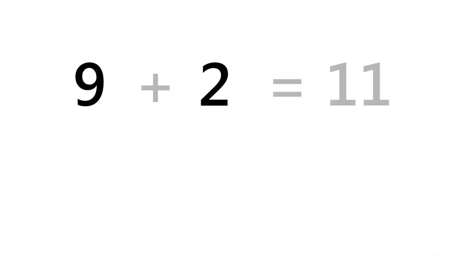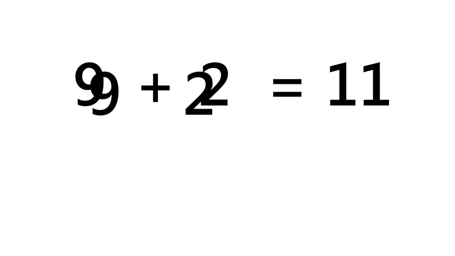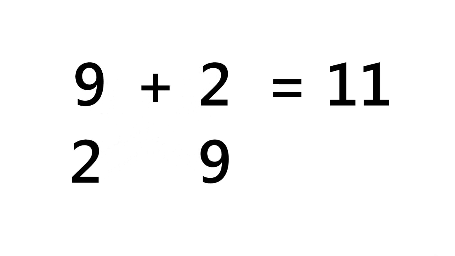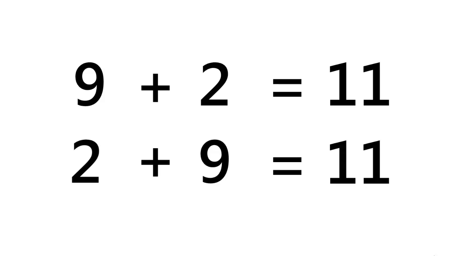Let's look at adding 2 single-digit numbers. 9 add 2 is equal to 11. What if we change the order of the numbers to write a new addition problem? According to the commutative property of addition, changing the order of the addends does not change the sum. Therefore, the answer is still 11.